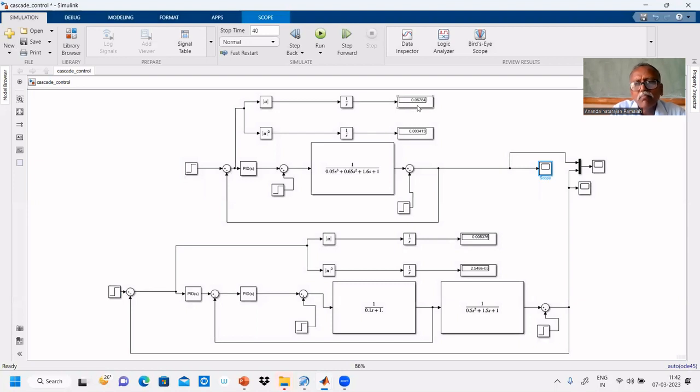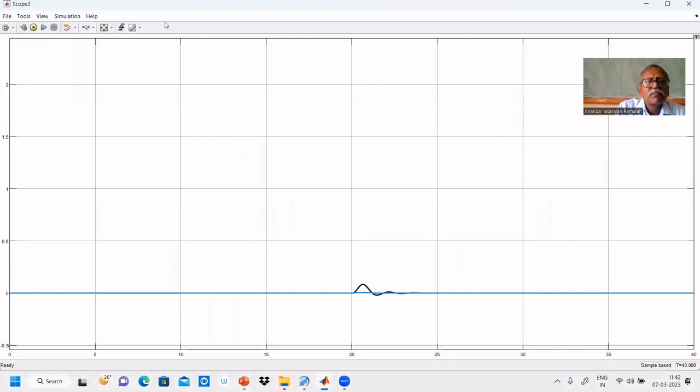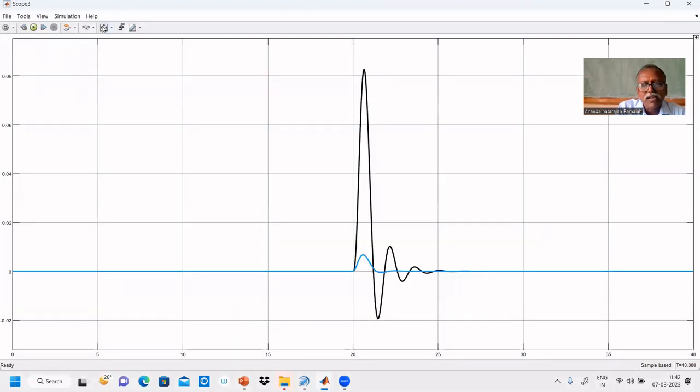IAE, if you see, 0.06 and ISE 0.003 for conventional. Here 0.0053. Here 0.6, here 0.0053. So it gives better dynamics for regulatory response. You see conventional controller has large overshoot. For cascade control, it has better dynamics.